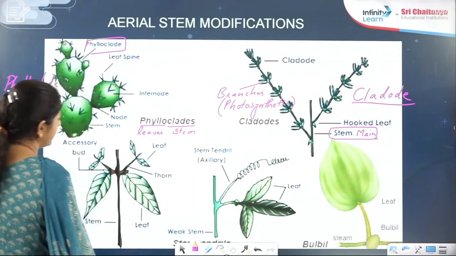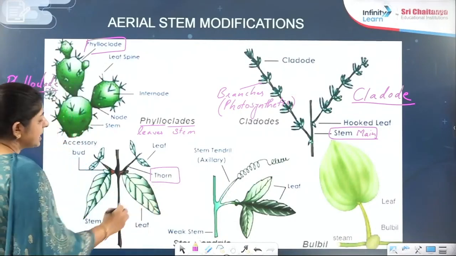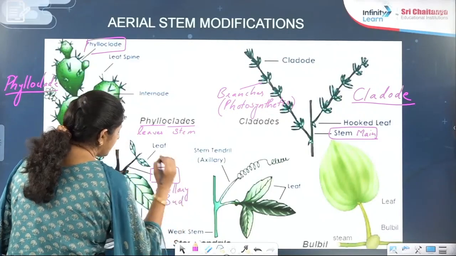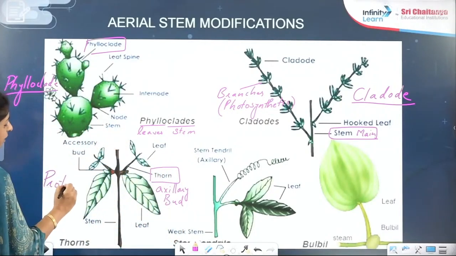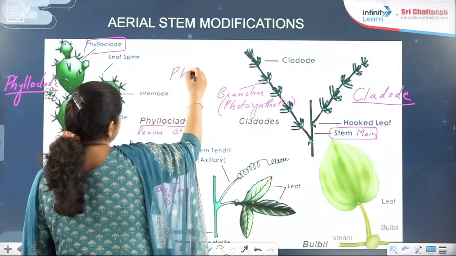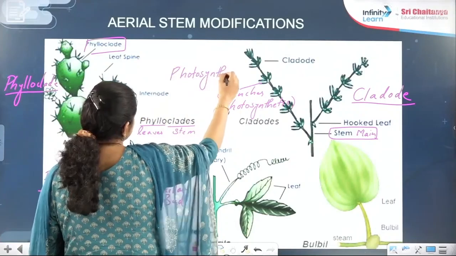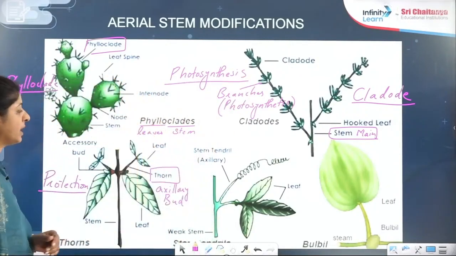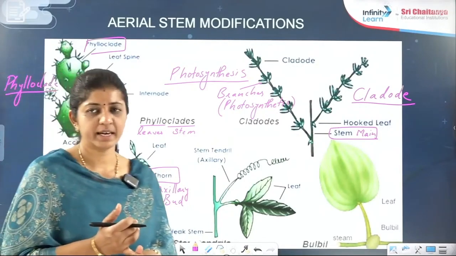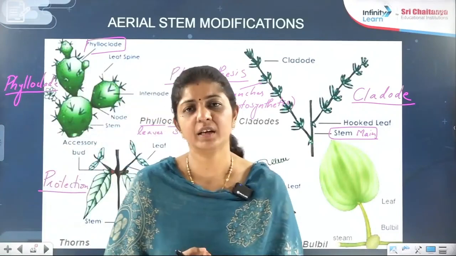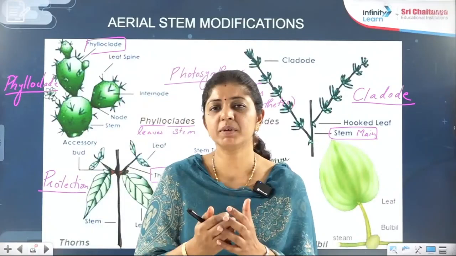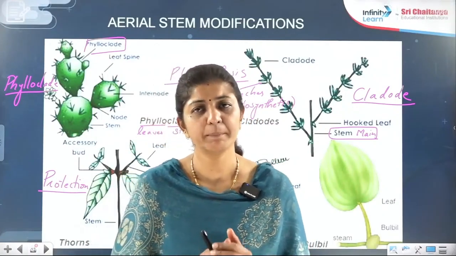Now coming to the next modification, that is the thorns. These are axillary bud modifications, right, which are for protection. Now their function is protection here. For these two cases, the function will be photosynthesis. That's why it is the modification here, right? And thorns help in protection. Keep in your mind, thorns are stem modifications, spines are leaf modifications. Both thorns and spines are deep seated.